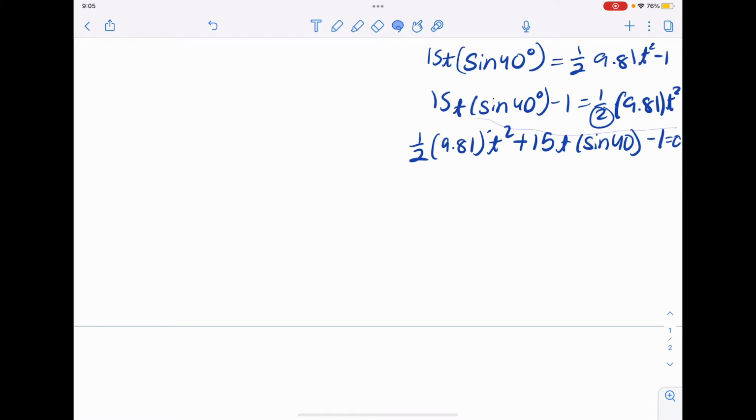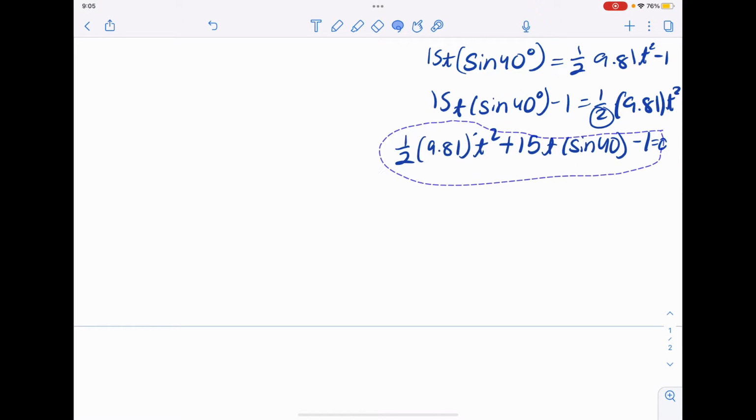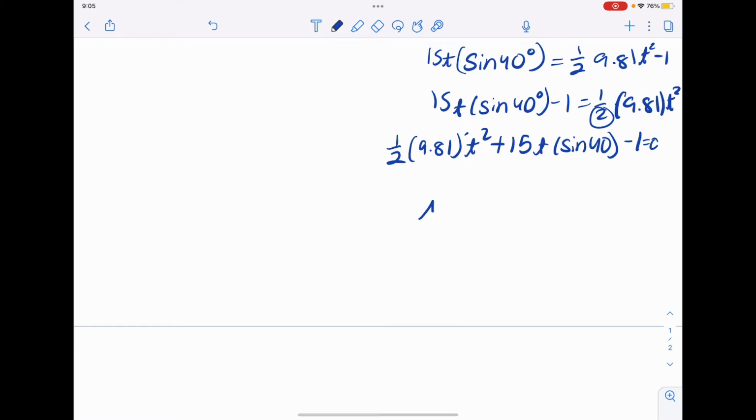So when we see something like this, in the format of ax squared plus bx plus c equals 0, this is a quadratic, right? It's a polynomial, quadratic. So we're going to use the quadratic equation, right?